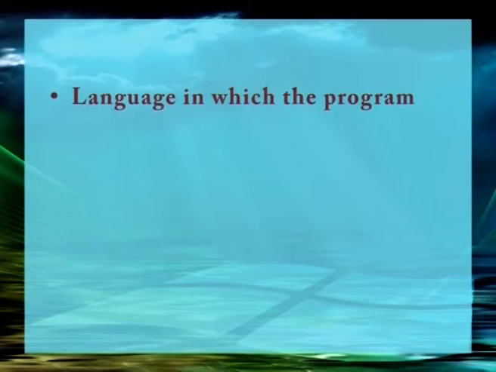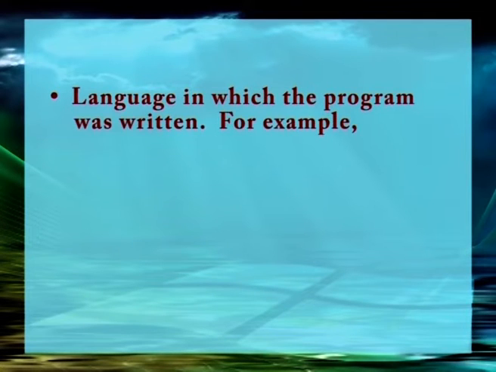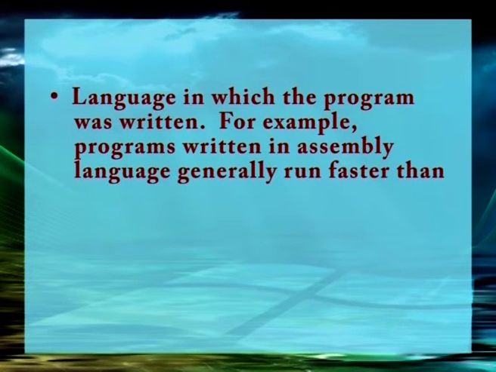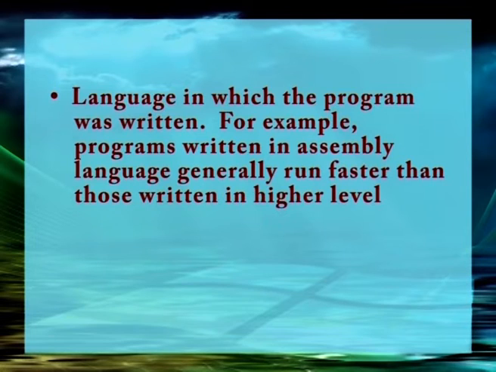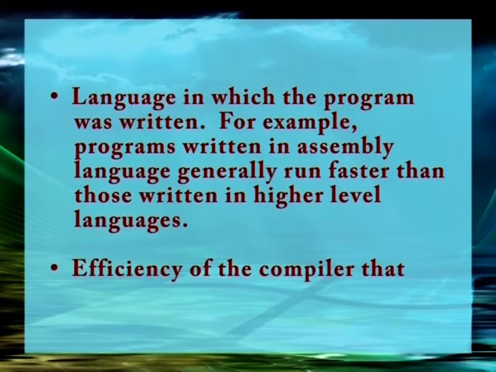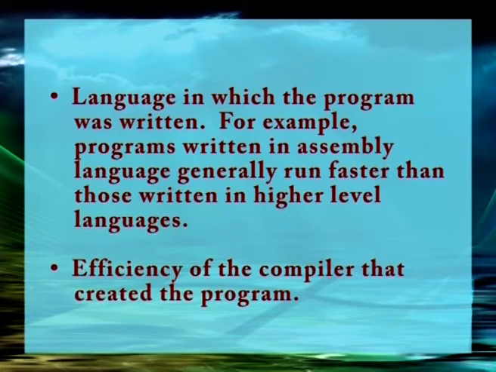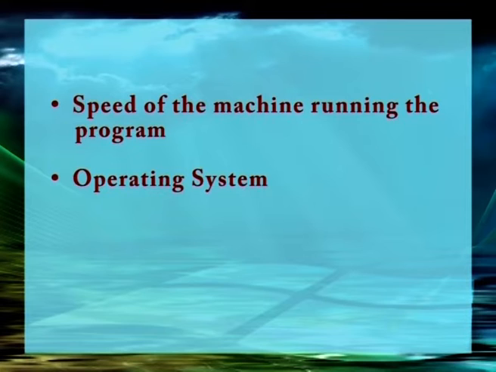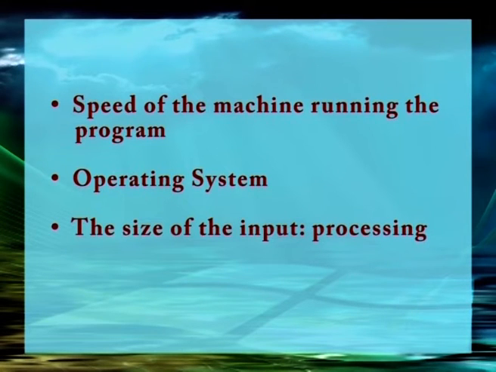The running time of an algorithm is influenced by several factors. First is the language in which the program was written. For example, programs written in assembly language generally run faster than those written in higher languages. Second, the efficiency of the compiler that created the program. Third, the speed of the machine running the program. Fourth, the operating system. Fifth, the size of the input.